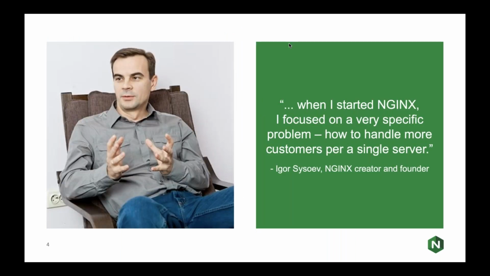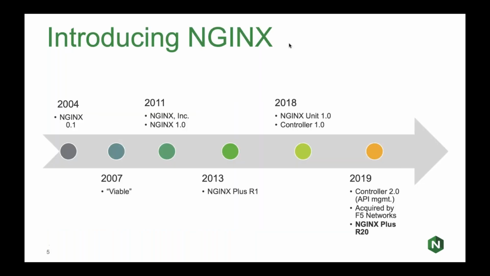NGINX started, the idea really way back in 2001. The first version was actually in 2004. Let me show you the timeline here. It was the idea of one man, Igor Sysoev. He was working at a Russian internet portal company. Today, that role would probably be something like a site reliability engineer. And at the time, the internet was going through the first phase of its explosive growth.